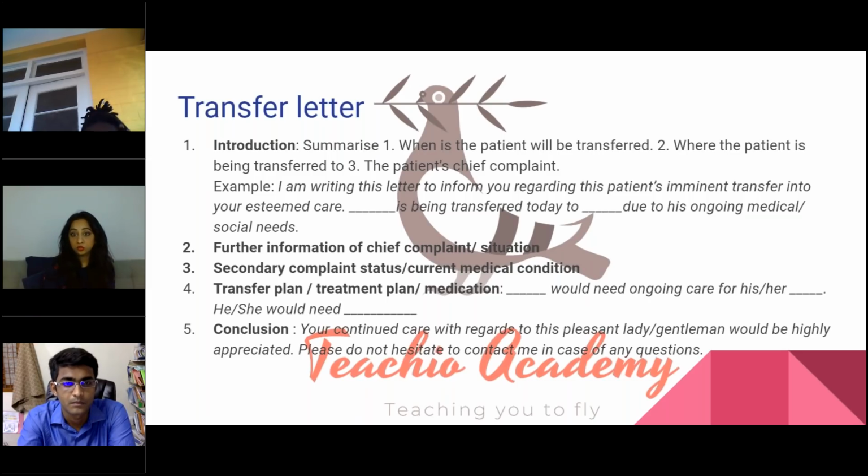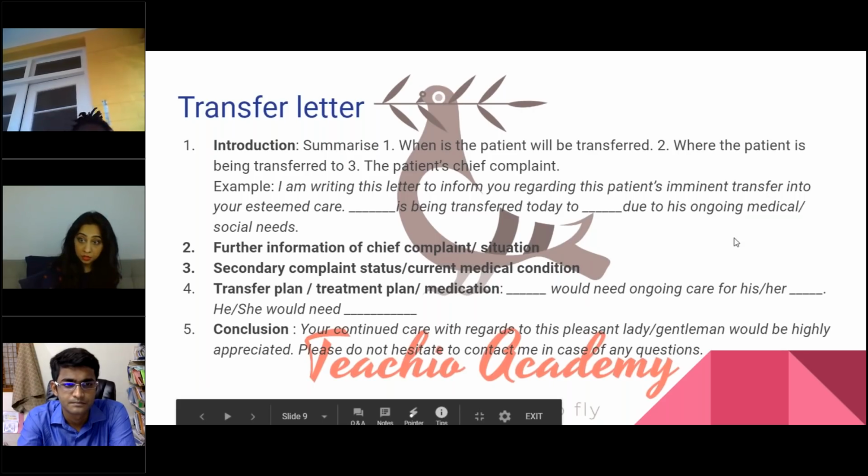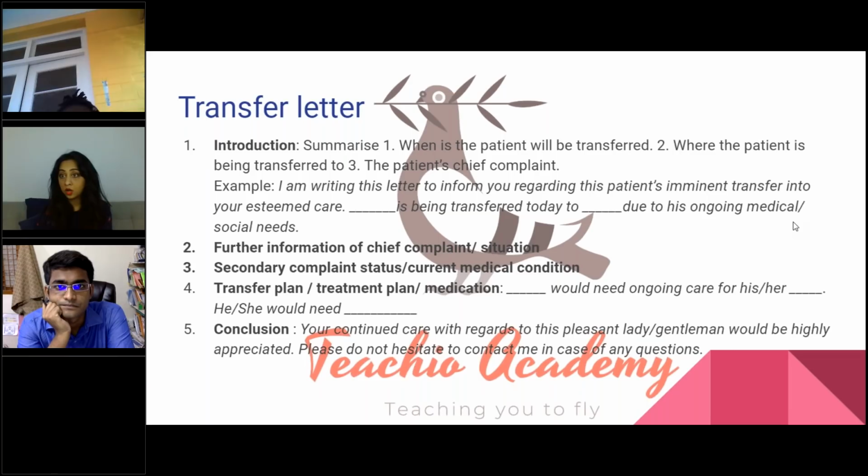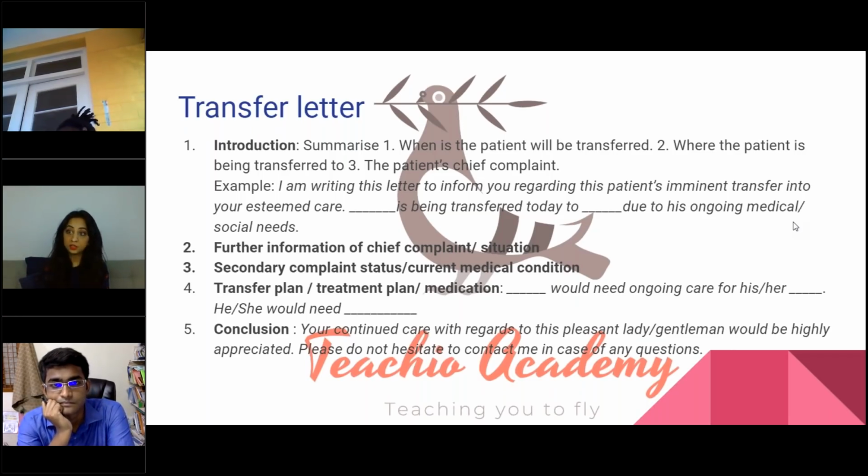The patient is being transferred today to whatever the hospital, to your nursing home, to your hospital, to your psychiatric unit, due to his or her ongoing medical or social need. If they're being transferred to another hospital, then that would be due to their ongoing medical needs. If they're being transferred into a residential home or a care home, then that would be due to their ongoing medical as well as social needs. So make sure that you plan that sentence around. Okay.